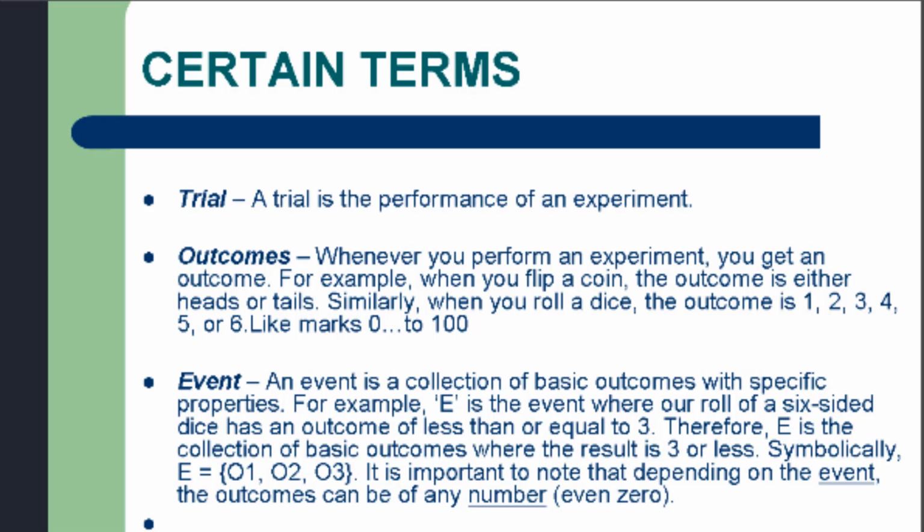Similarly, for each of the cases, you have a set representation. Like the event is given as E. For 3 possibilities of getting 3 out of 6, there are only 3 chances. So we say outcome 1, outcome 2, outcome 3. Now, the important point we need to know is that it depends upon the event, and the outcome can be any number, even 0.